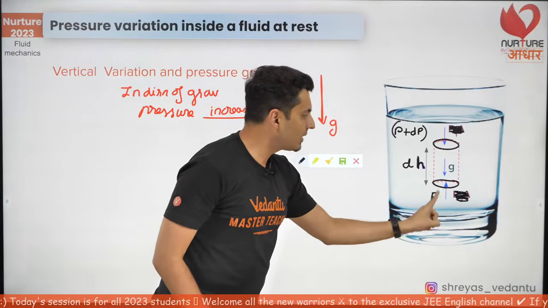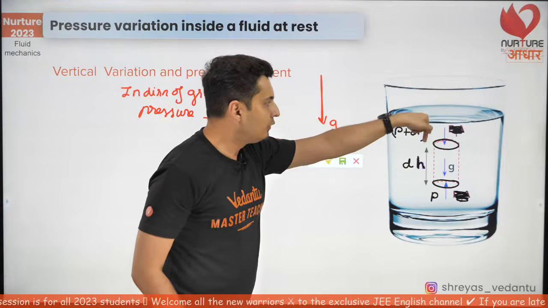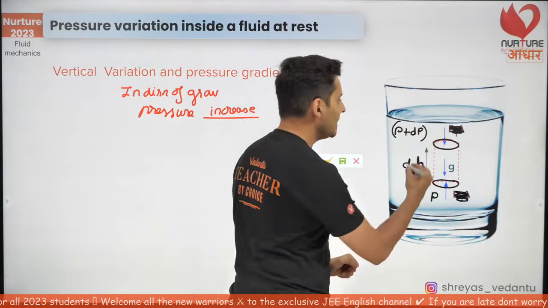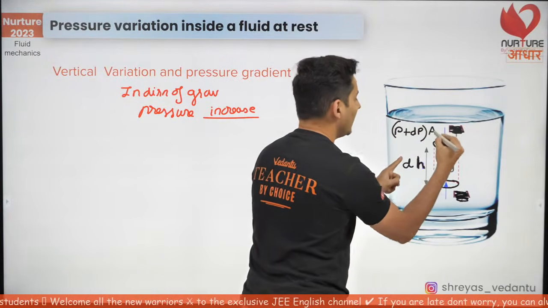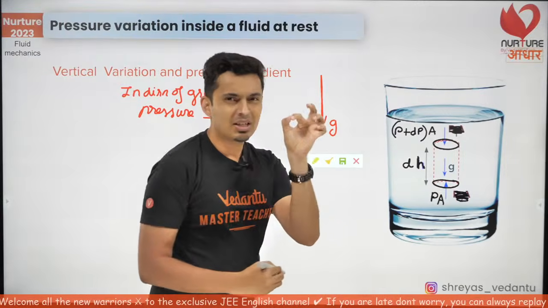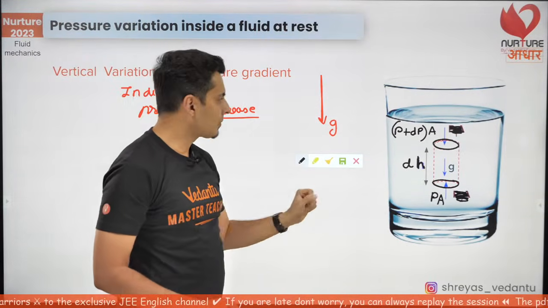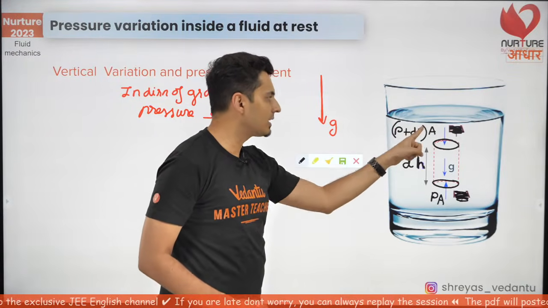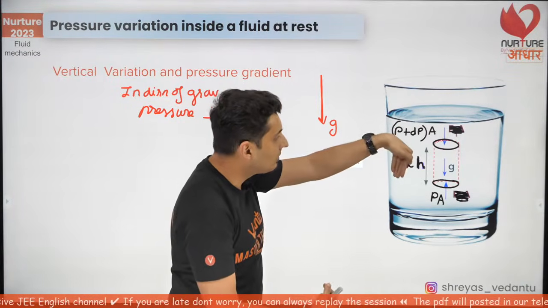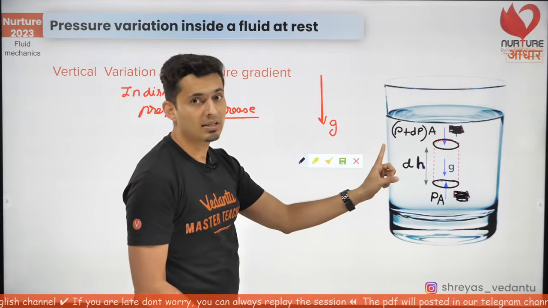Now the force acting on the bottom and the force acting from the top will be P plus dP into A and P into A, because pressure is force by area. So force will be pressure into area. From the top there is more force, from the bottom there is less force.